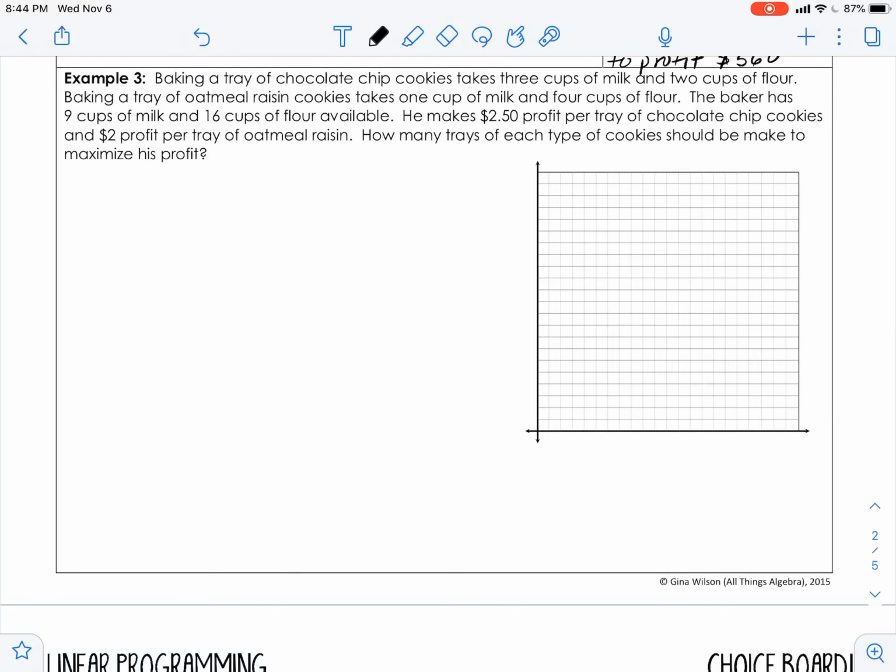Okay, so I am going to go ahead and run through number 3 in case anybody is still watching and still needs a little bit more help on how to do these. So let's go ahead and get started.